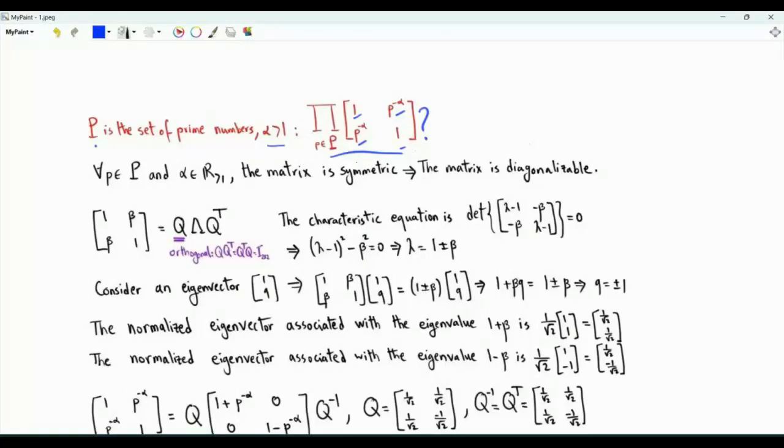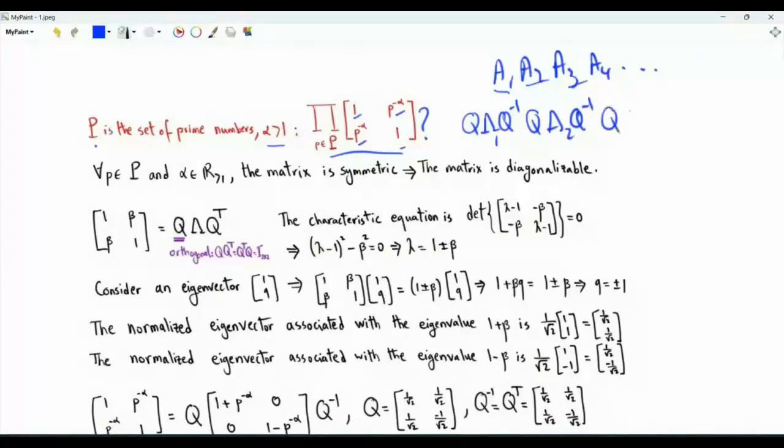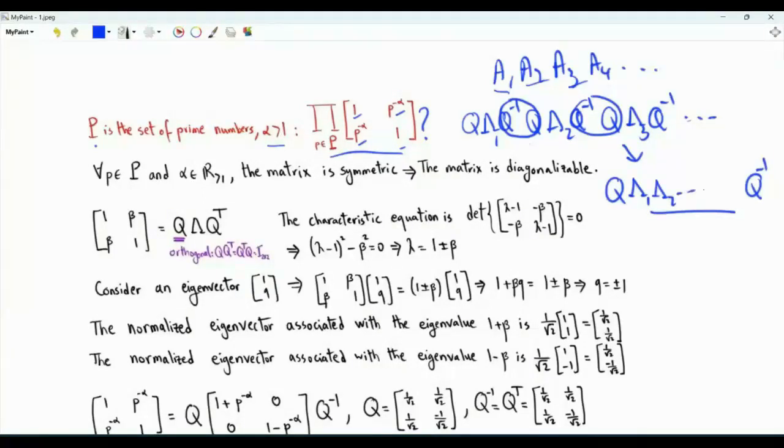The most important observation here is that the matrix is a symmetric matrix, so it is guaranteed to be diagonalizable. If we have a product of matrices, say A1, A2, A3, A4, and so forth, suppose that those matrices are all diagonalizable and they have the same eigenvector matrix Q. A1 is Q lambda 1 Q inverse. A2 is Q lambda 2 Q inverse. A3 is Q lambda 3 Q inverse, and so on. When we do the multiplication, this product is identity, that product is identity. We end up with Q, Q inverse, and the product of the eigenvalue matrices. We can simplify the product using eigendecomposition.